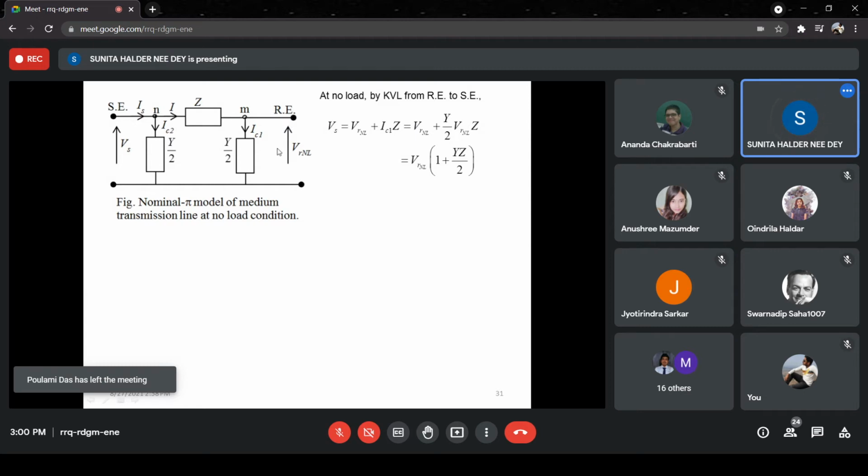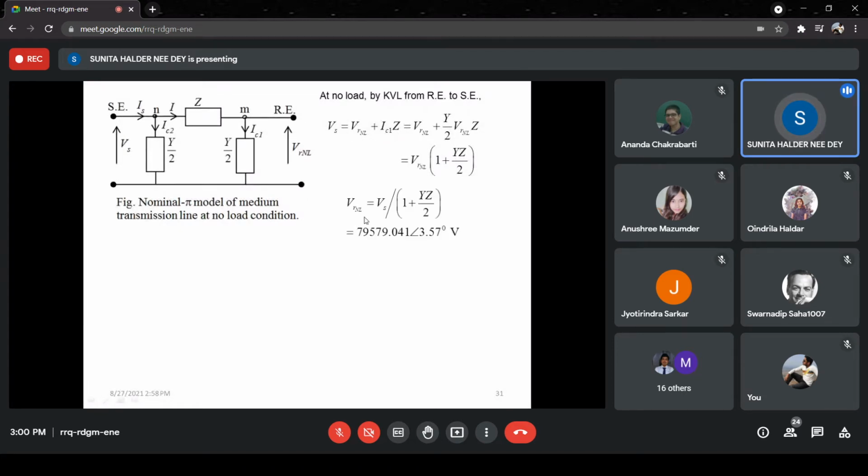So from there, Vs equals VR no load plus IC1 Z. Vs is now known; Vs is the previous quantity. So from there, we can calculate the VR no load. Then we can apply it to the voltage regulation equation. We shall get nearly the same result.